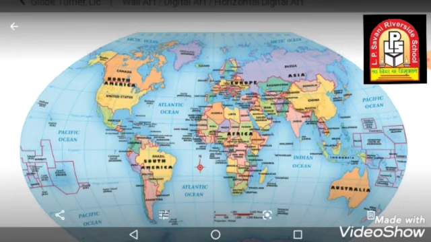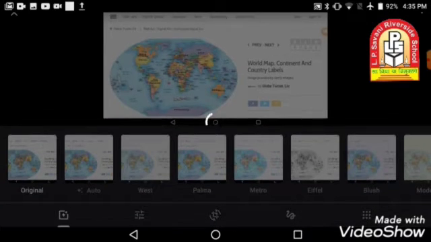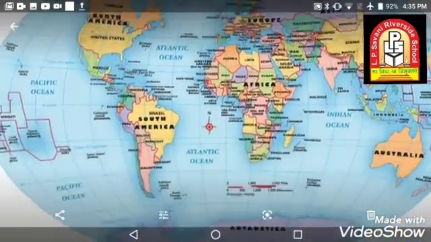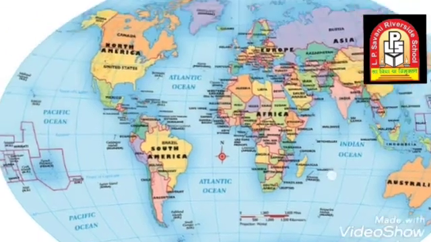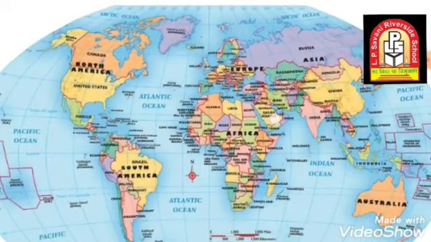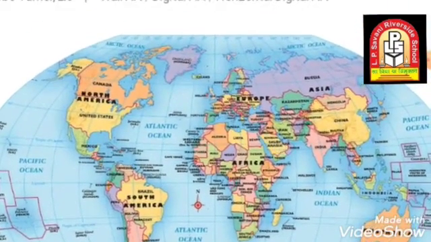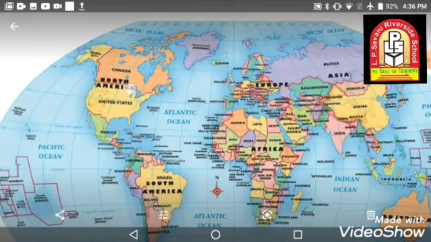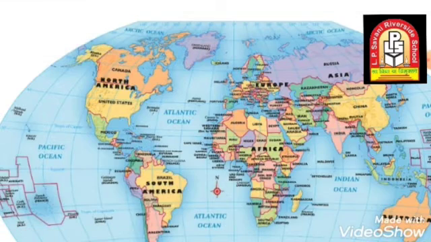So the 0 degree line, you can see this 0 degree line, this line which is over here, this is the prime meridian, right? It divides the globe into the eastern and the western hemisphere. See, this part is the western hemisphere and this part is the eastern hemisphere, right? Now you all must be very clear about the meridian, right?